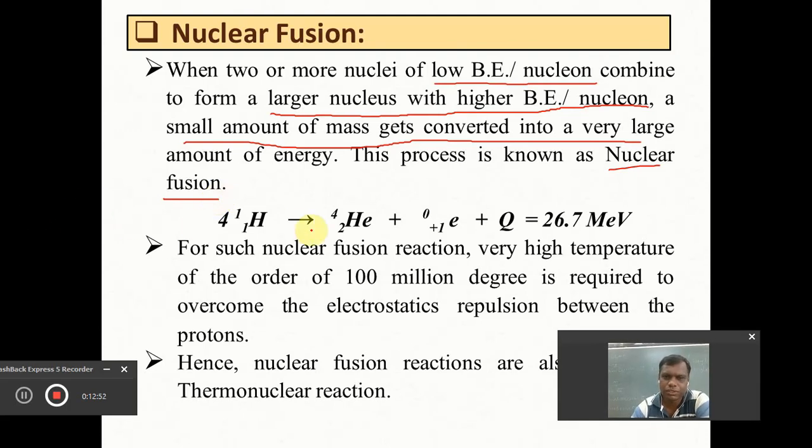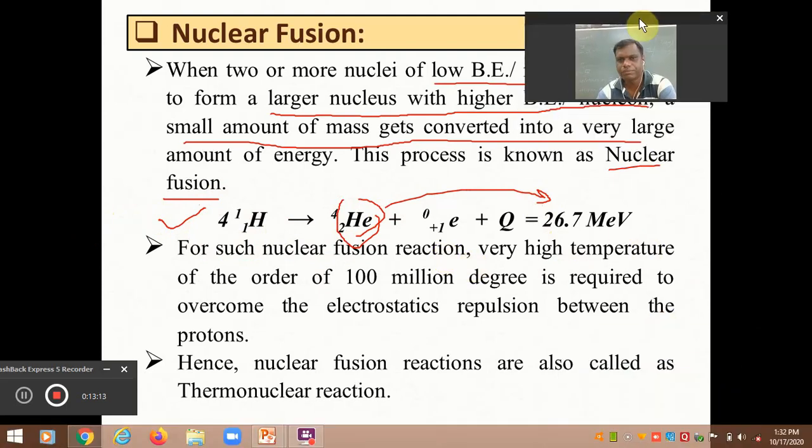Here you can see one of the reactions in which four hydrogen nuclei combine to form a helium nucleus. Definitely the helium nucleus is larger, but during this process there is a formation of a large amount of energy, 26.7 million electron volt. That's why this process is called nuclear fusion.